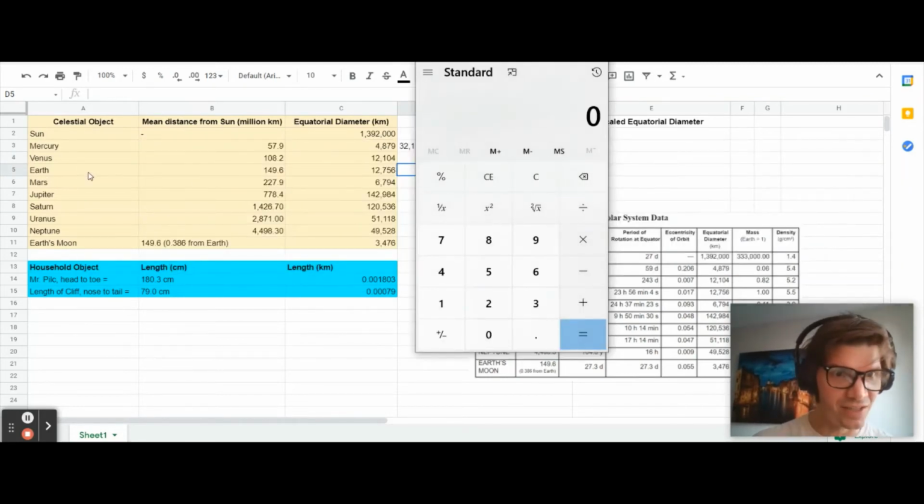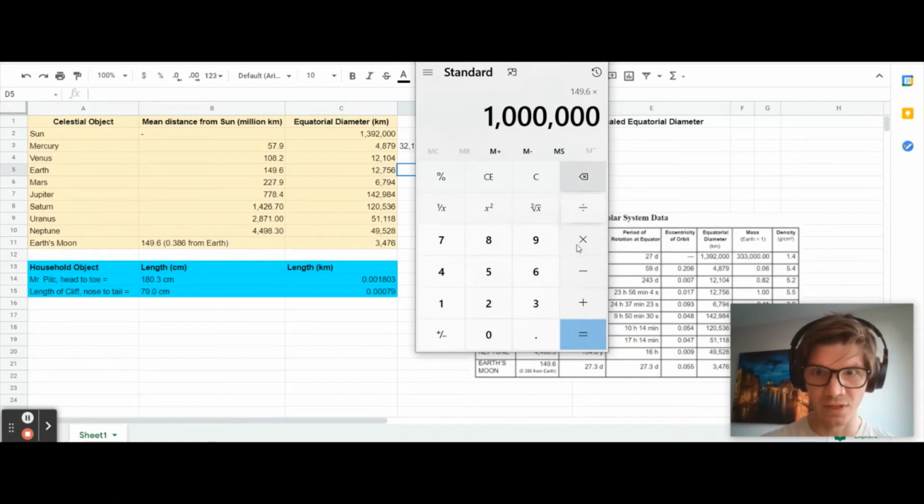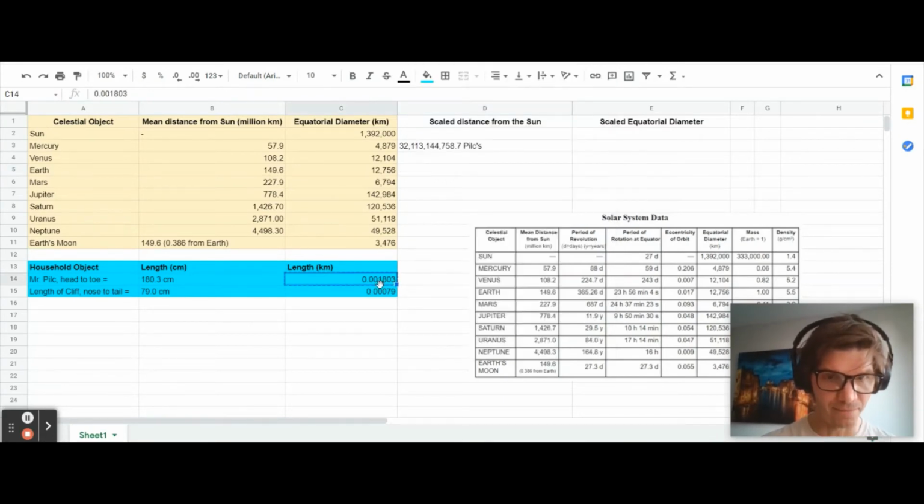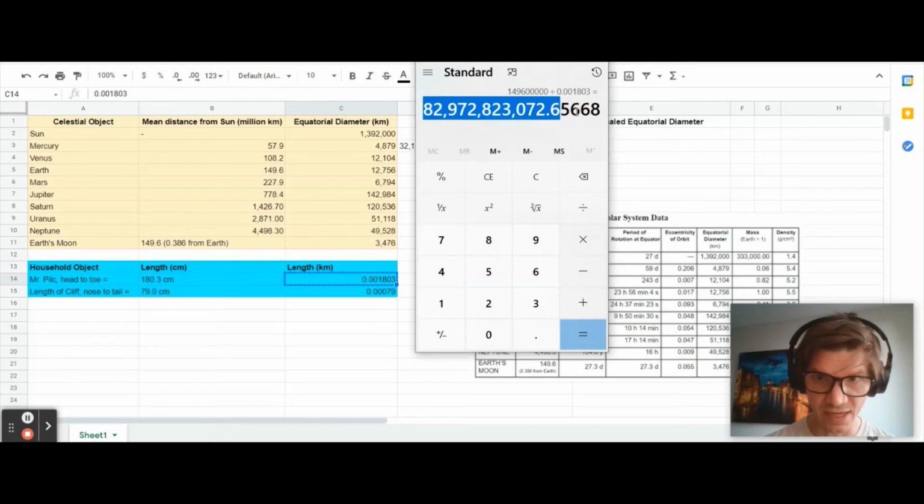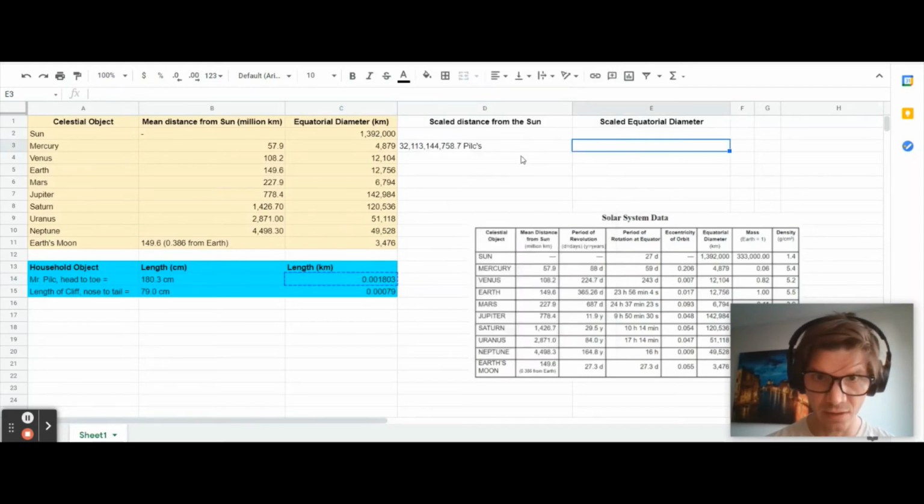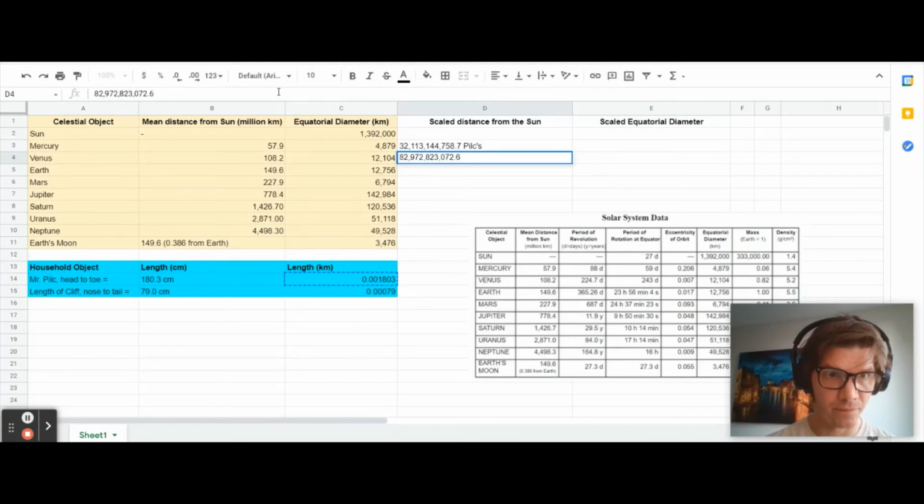So Earth is 149.6 million kilometers from the Sun. So I'm going to divide that by my length. Let's find out how many cliffs it would be. Or no, we can do Pulses for comparison's sake. So I'll divide that number by length of me, and here's our number again. Wow. I'm going to round that 6 up since that 5 is there. 7 Pulses.